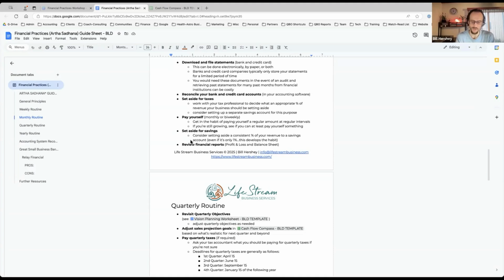Once you're making consistent revenue, I would recommend just naming a percentage, maybe 1 to 5%, maybe even up to 10% of your revenue could go to savings, depending on your business model, your needs, your expenses. But even if it's only 1%, at least it helps developing a habit of accruing a small amount of savings. And it's so key to have some cash reserves, especially when we're coming into hard economic times.